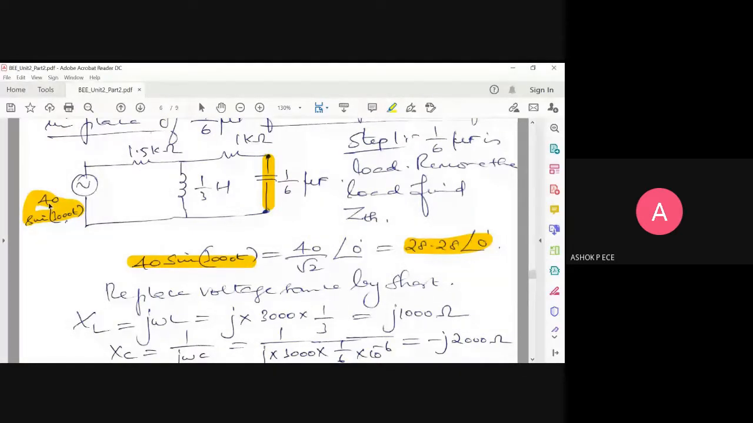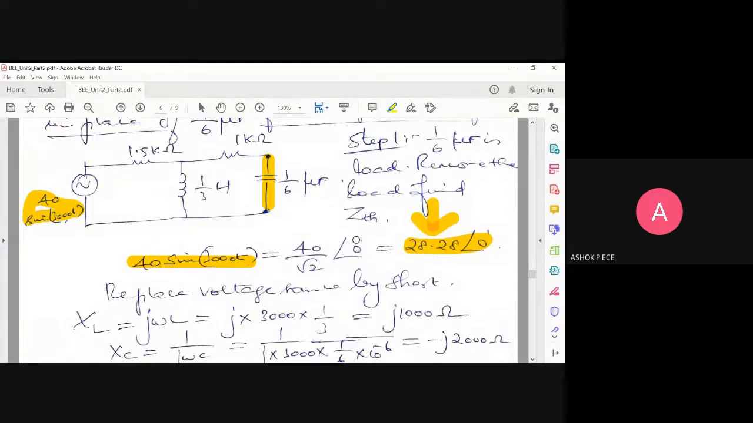Whenever it is in polar format, the magnitude is your RMS. So how to find RMS from peak? Vm by root 2 is your VRMS. And why did I put the angle to be 0? See here, 40 sin 3000t plus 0. If some angle like plus 30 is given, you will put the angle 30. If minus 45 is given, you will put the angle as minus 45. Since no angle is given, I am going to take the angle here as 0. So it is 40 by root 2 angle 0, and 40 by root 2 is 28.28 angle 0.